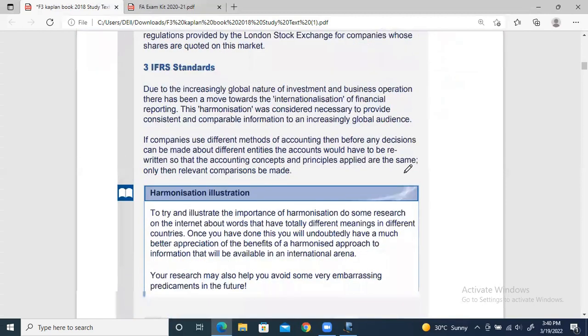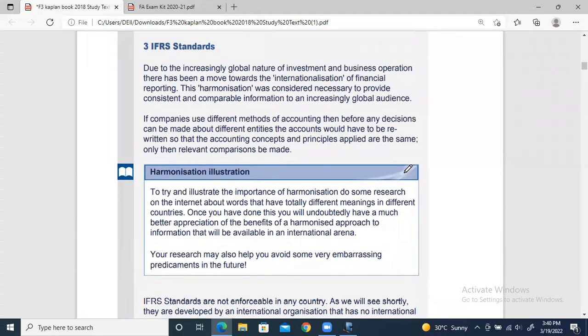Okay. Now we've got the main thing over here, which is topic 3. It is called IFRS standards. Okay. Due to increasingly global nature of investment and business operation, there has been a move towards the internationalization of financial reporting. This harmonization was considered necessary to provide consistent and comparable information to an increasingly global audience, right? That means there was a need, because this accounting standard was being implemented internationally. That means there was a need for IFRS standards to be introduced, right?